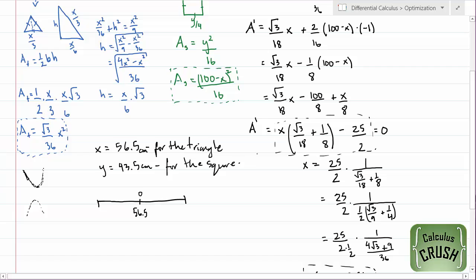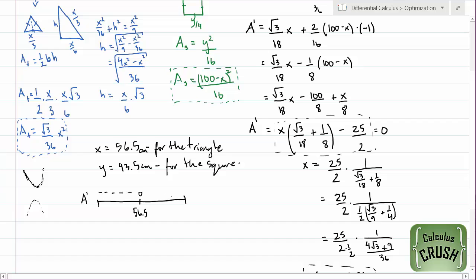What's a good number? How about 0? When x is 0, then this whole value here is 0, and all we have is minus 25 over 2. That's a negative number. So we know that our derivative, maybe I'll just write a prime here, so we know we're talking about the derivative, our derivative is negative when x is less than 56.5. Now let's check the other side.